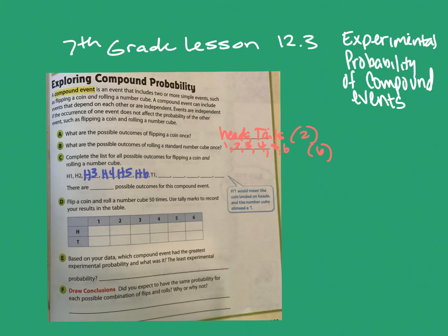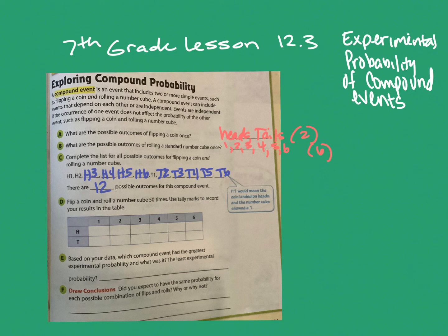Those are all of the possibilities where you would flip heads and then roll the dice 1, 2, 3, 4, 5, 6. The other possibilities, I could flip tails and roll a 1. Flip tails and roll a 2. Tails 3, tails 4, tails 5, tails 6. There's a total of how many possible outcomes? Well, there was the 6 here and the 6 here. 6 times 2, right, is 12 possible outcomes for this compound event. That's what they mean by that.